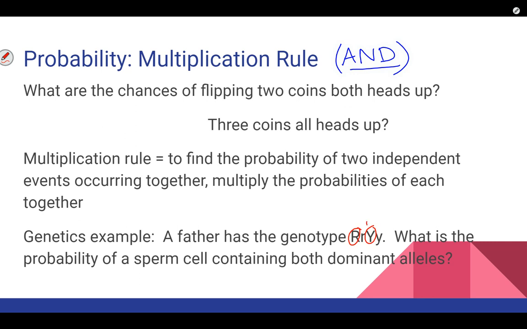So if we just think about the R's, what is the chance that one of his sperm cells is going to get the dominant allele? Yeah, 50% or 1 out of 2, right? Half of them will get the dominant, half will get the recessive. What is the chance that they will get the dominant Y? 1 out of 2. And so again, we want to know what are the chances they'll get the dominant R and the dominant Y, and "and" means multiply. So just like with both coins landing heads, there's a 1 in 4 chance that this man's sperm will contain both dominant alleles.